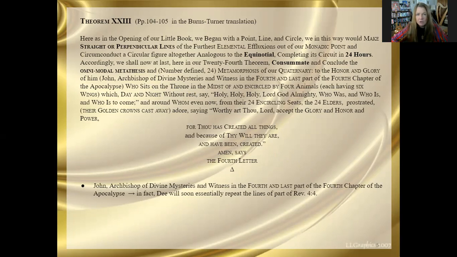And in fact, we're going to see Dee basically from here to the end paraphrasing parts of the book of Revelation. I'm not going to give you an exact quote because I'd have to do it in Greek. There are all kinds of different translations. Some are good, some aren't, that you have all of that to explore on your own.